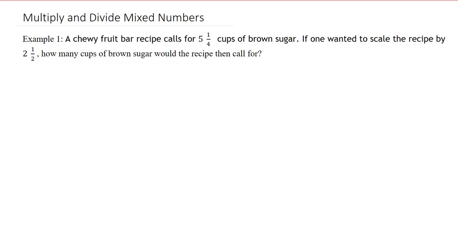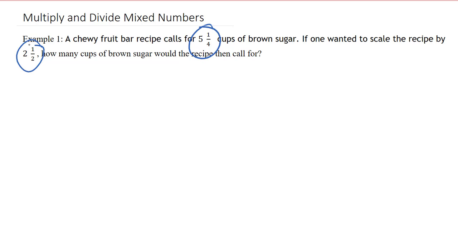Multiply and divide mixed numbers. Example 1. A chewy bar recipe calls for 5 1/4 cups of brown sugar. If I wanted to scale the recipe by 2.5, how many cups of brown sugar would the recipe call for? So what we're going to do is multiply these two mixed numbers together.